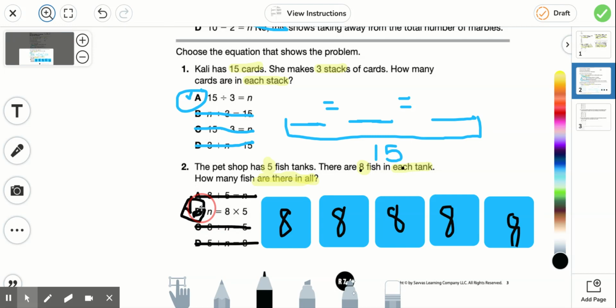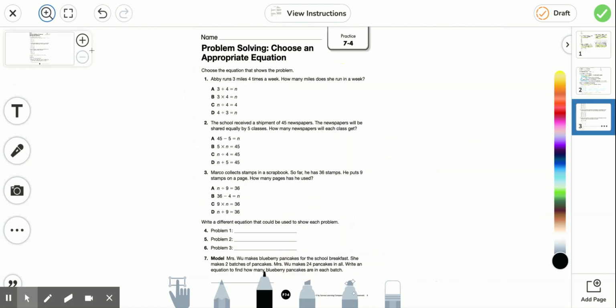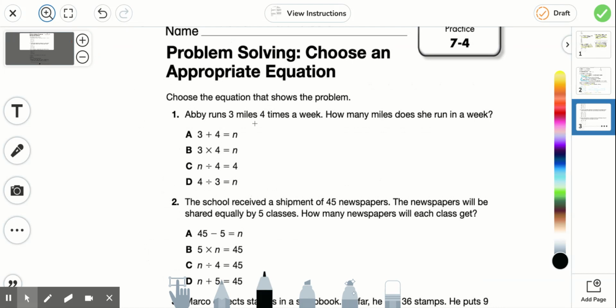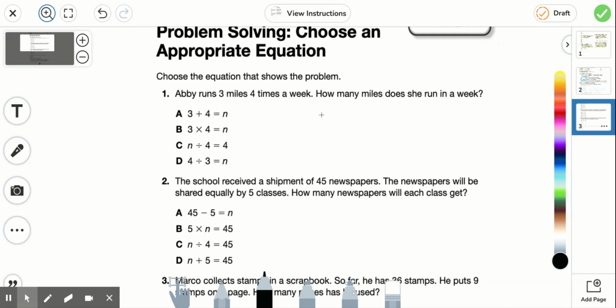Which is a number equals 8 times 5. Sometimes it can throw us off when they put the equal sign first here, but just think about what numbers it's using and how they're related to each other to make sure that you are making the right choice. So we're going to hop on over to our practice real quick. And we're going to look here. Problem solving. Choose an appropriate equation. Choose the equation that matches the problem.